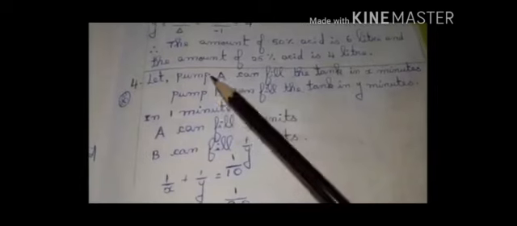Now let us do the fourth sum. Pump A can fill the tank in X minutes and pump B can fill the tank in Y minutes. So in 1 minute, A can fill 1 by X units and B can fill 1 by Y units. Since we are talking about the filling capacity, I am taking it as 1 by X and 1 by Y, students. And we are going to have two equations here, that is 1 by X plus 1 by Y equal to 1 by 10.